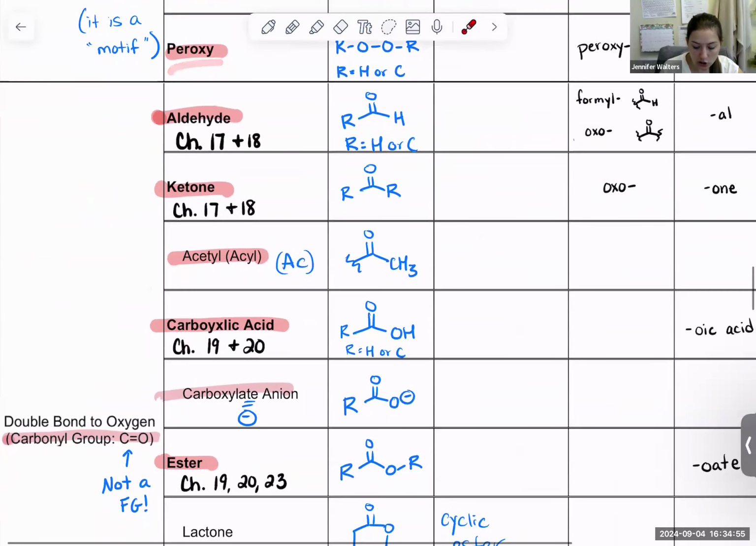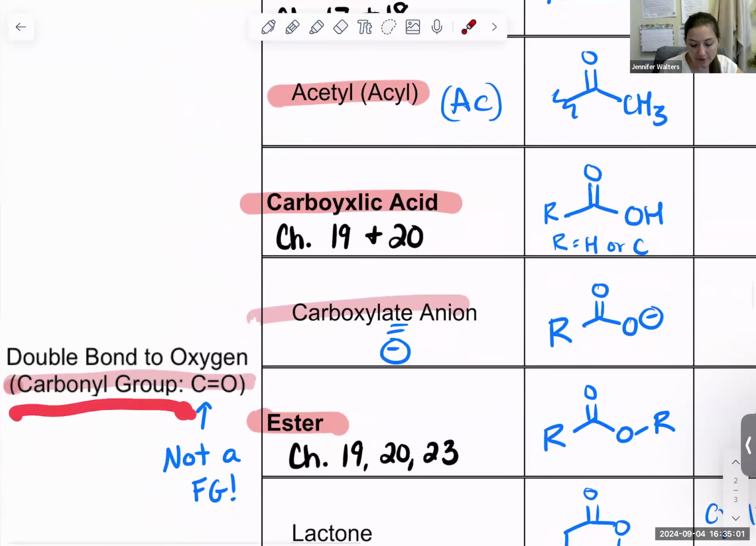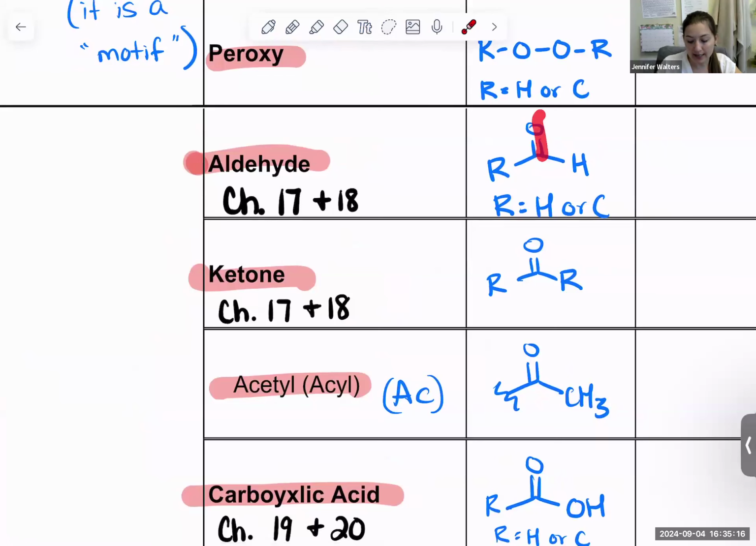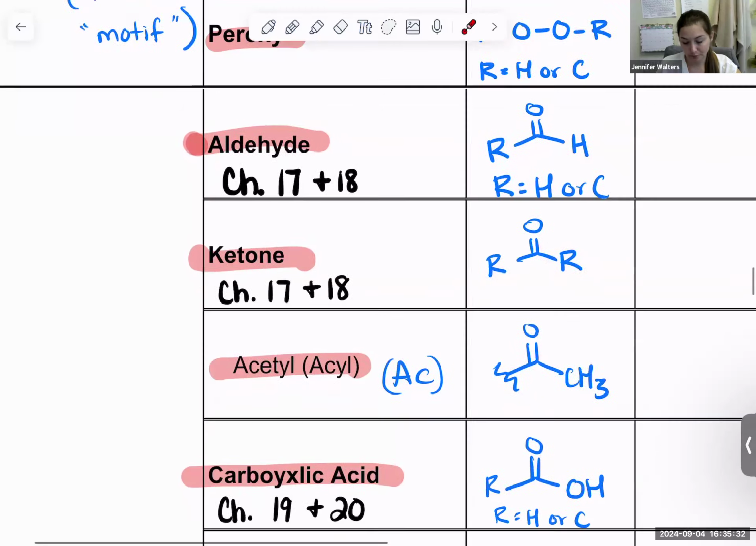Our carbon-oxygen double bond containing functional groups that we need to know are going to have the motif of the carbonyl. Carbonyl is just describing the carbon-oxygen double bond. It is not a functional group. We have all these functional groups that contain a carbonyl. Carbonyl is the motif. If you have a carbonyl that has carbon and a hydrogen on one side, technically this could be another hydrogen, so at least one hydrogen, that is your aldehyde. Aldehyde has hydrogen on the side of your carbonyl. If you have two carbons, that makes you a ketone.